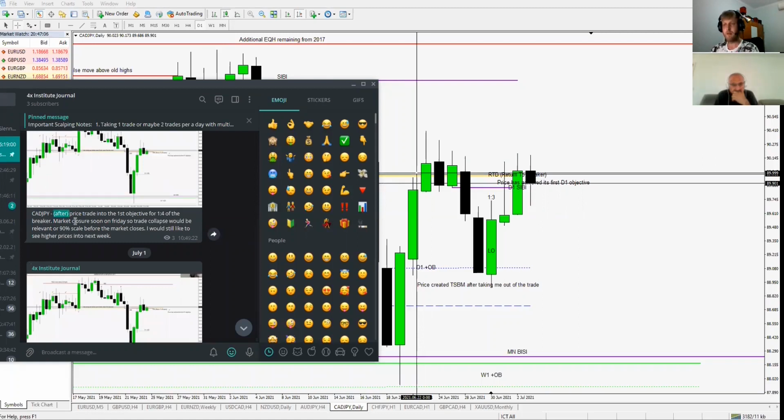I wrote here after, so I had the before and here's my after, and I say price traded into the first objective for 1:4 over here of the breaker, that is that zone that you see it trading into. And then I said, yeah, market closure on Friday, so trade collapsed, and if it was relevant, 90% scale before the market closes. So basically you're out of the trade before the market closed on the Friday of the previous week. This was 2 weeks ago, not this last Friday. I would still like to see higher prices into the next week.